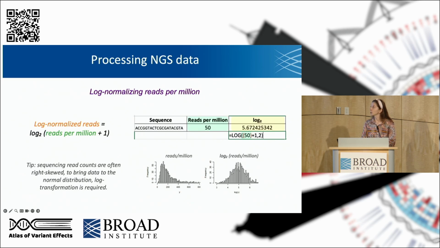The second step that is required is log normalizing reads per million. This step is important since the next generation sequencing data tends to be right skewed. And what I mean by right skewed is illustrated by the histogram in the middle. So some reads tend to be more represented than the others in the overall population. And in order to make our data amenable for the downstream statistical analysis, we would need to normalize the distribution, and this is why we resort to the log normalization procedure.